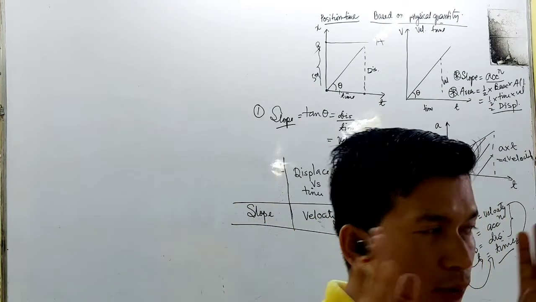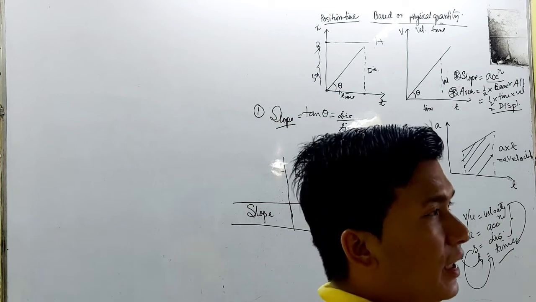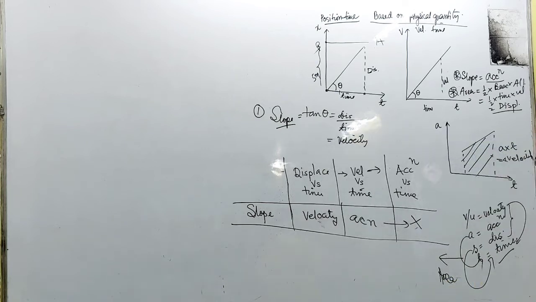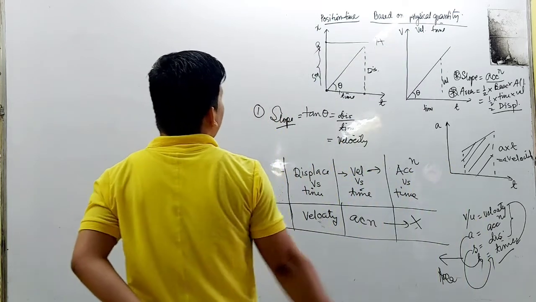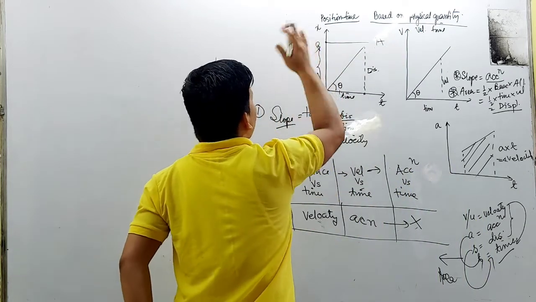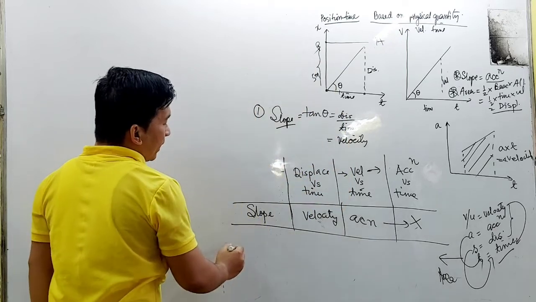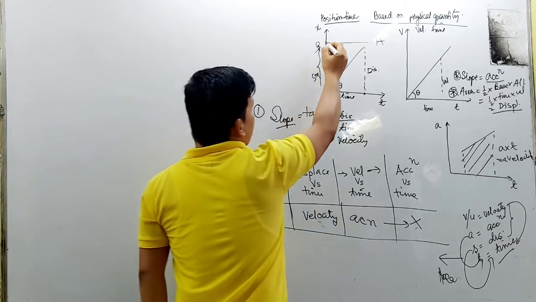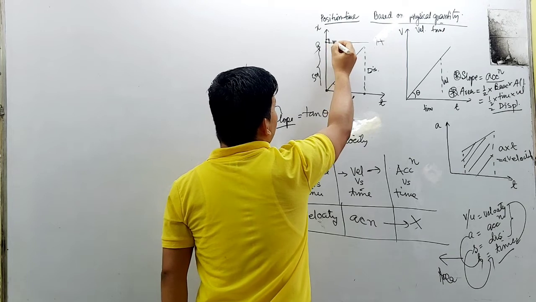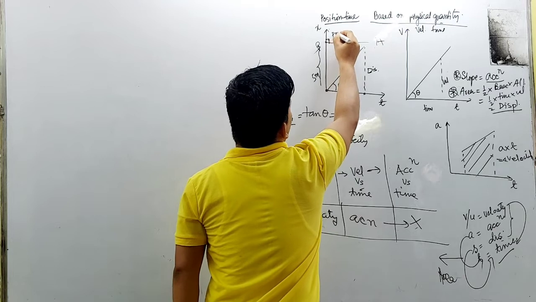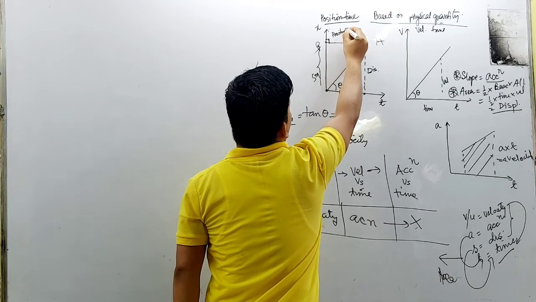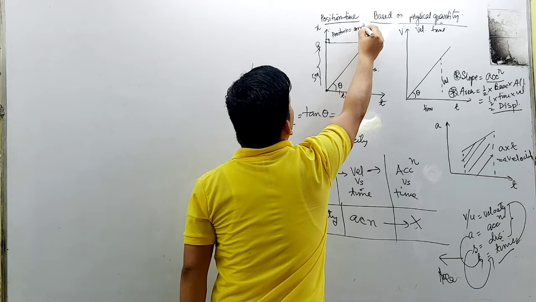What I am trying to illustrate here is that if the graph is perpendicular to any axis, it may be the x axis or y axis, the physical quantity represented on that particular axis will remain constant. This graph is perpendicular to the position axis, and the position doesn't change. Position is constant.